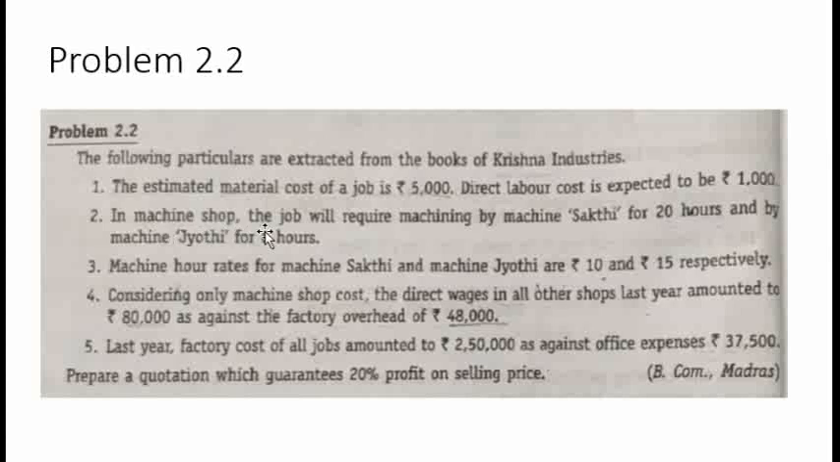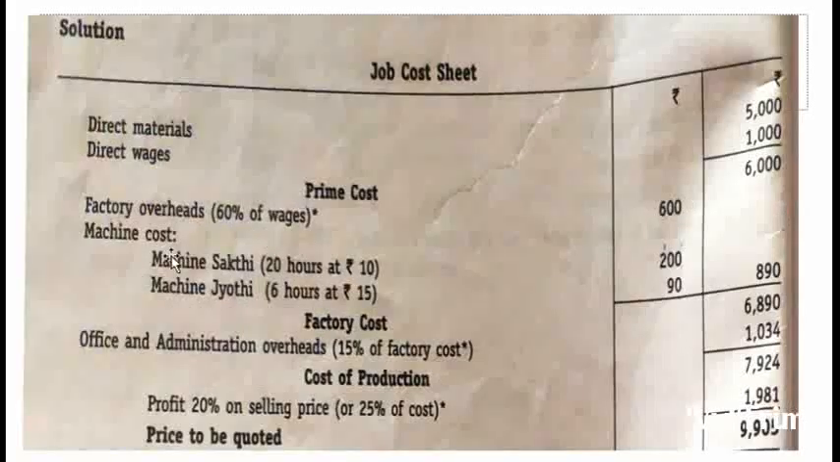So 2 belongs to factory cost, as the machine is placed in the factory, so it comes under your factory overheads. Here in the machine shop the job will require machining by Shakti 20 hours, Jyoti 6 hours. What is the rate? Rupees 10 for Shakti and 15 for Jyoti. So that is the calculation which is taken here.